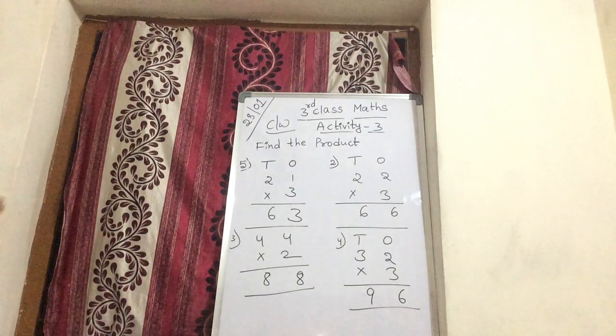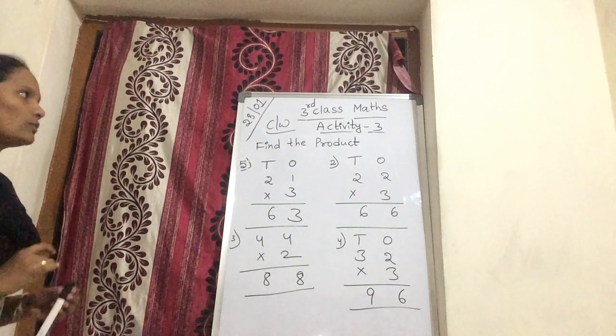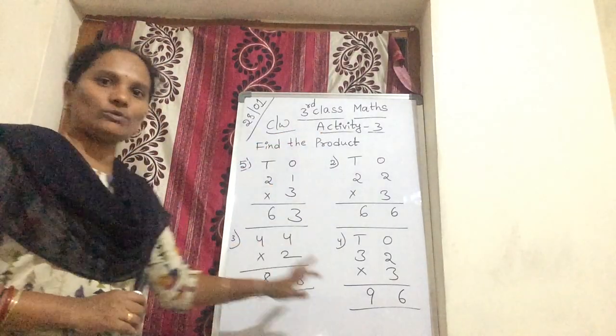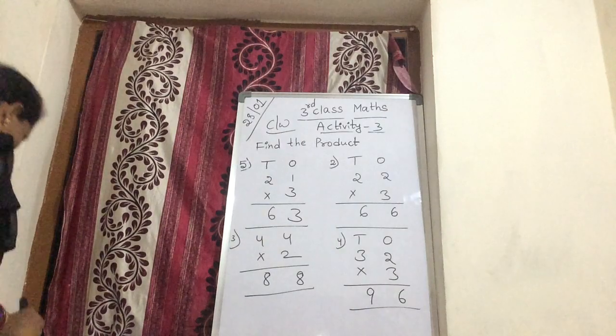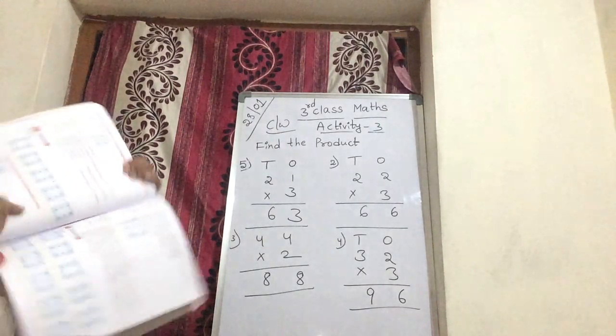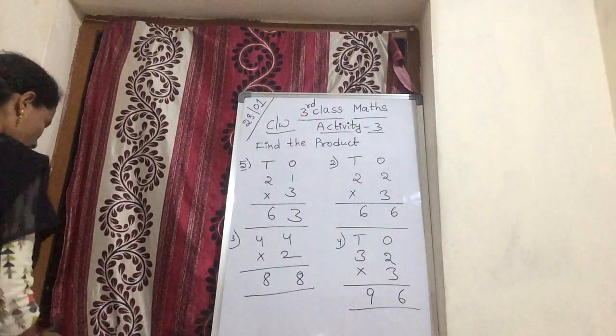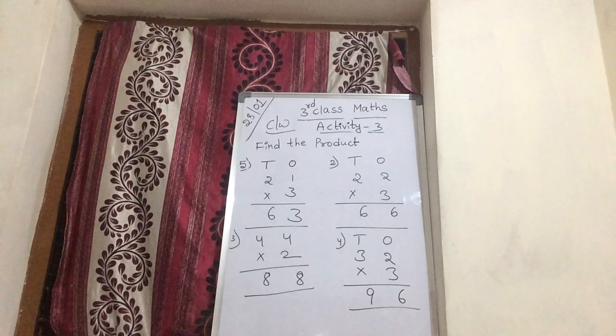Next activity 4. What is today's homework, Amma? This activity 3, do in your textbook. Okay. Now page number 44. Look at this. Right here. This is your homework, Amma, and post it. Next activity 4.